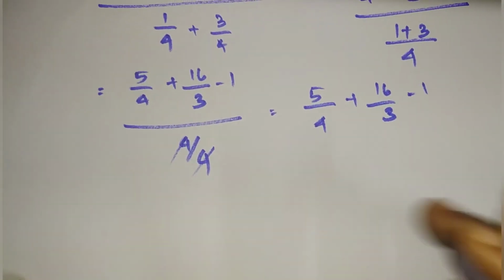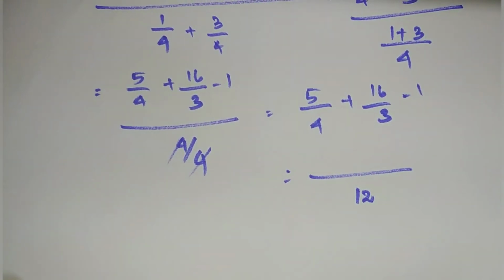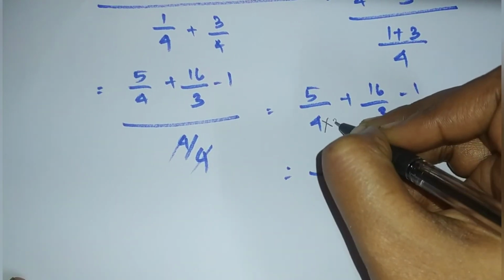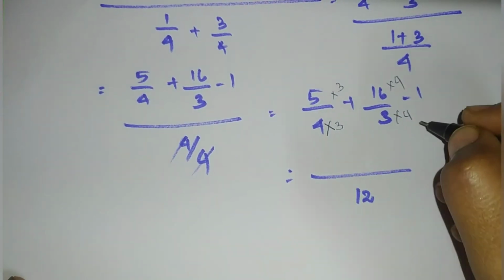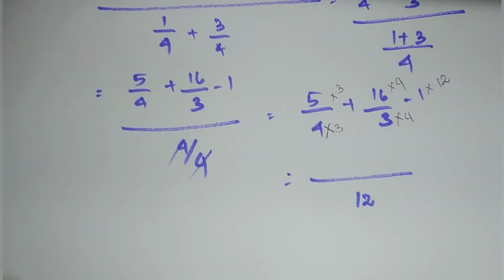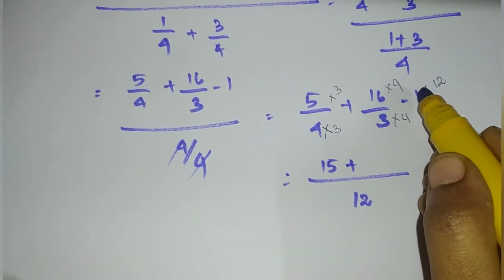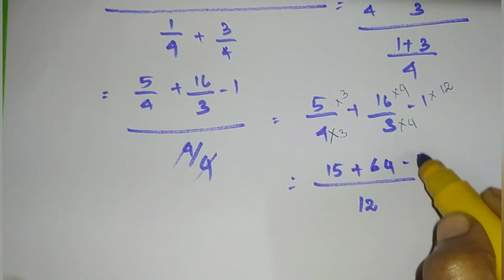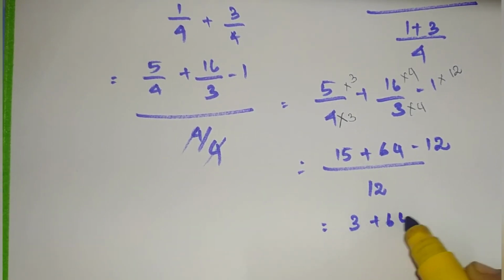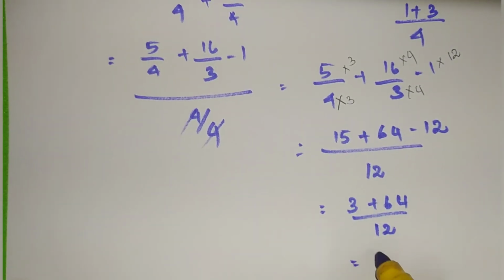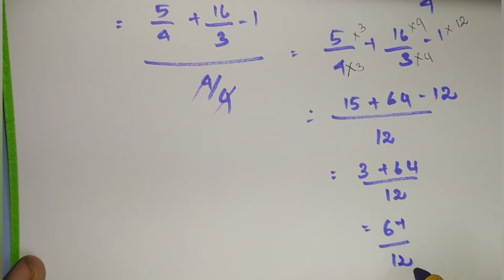Now take LCM. What will be the LCM? LCM is 12. Then by which number can we multiply here? Into 3, into 4, and we don't have 12 for the 1, so we multiply fully by 12. Now 5 3s are 15, 16 4s are 64, minus 12. Then 15 plus 64 minus 12, so 67 divided by 12. You can't cancel anything here, so keep it as it is. The answer is 67 divided by 12.